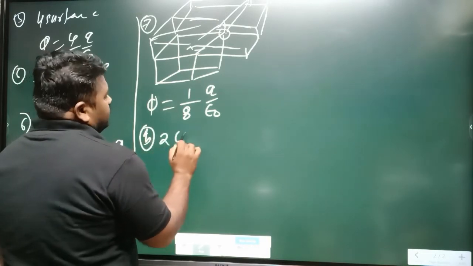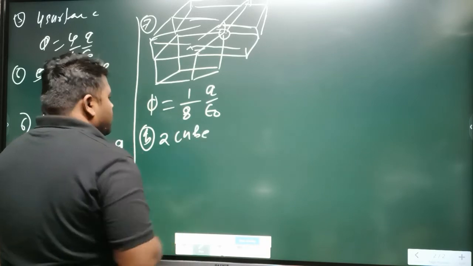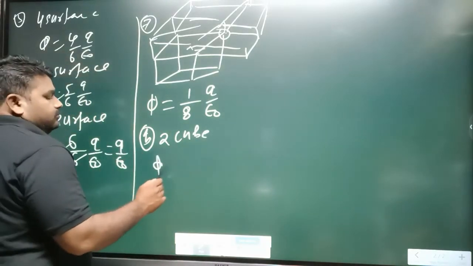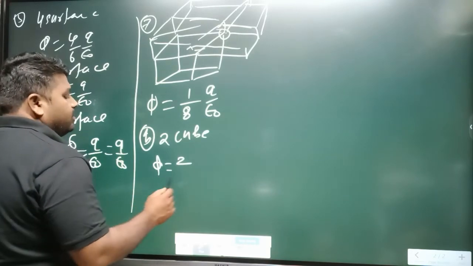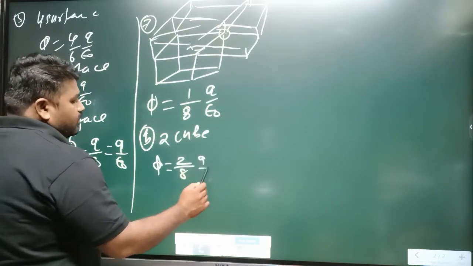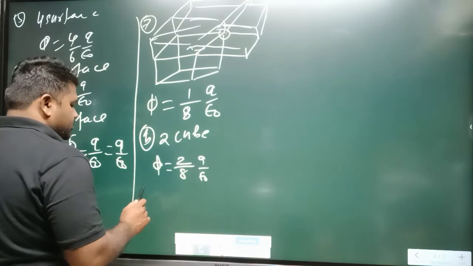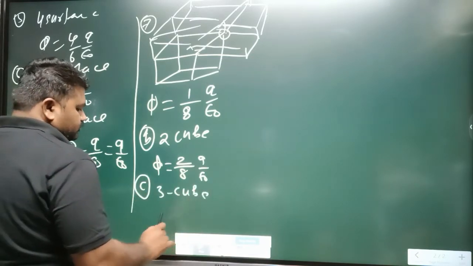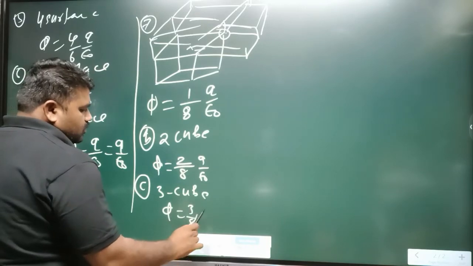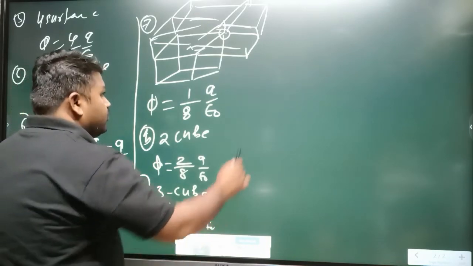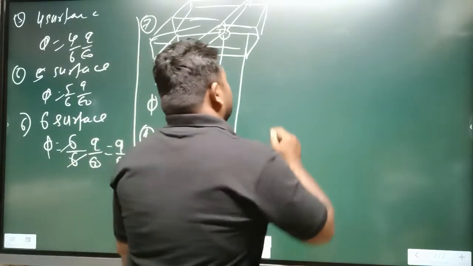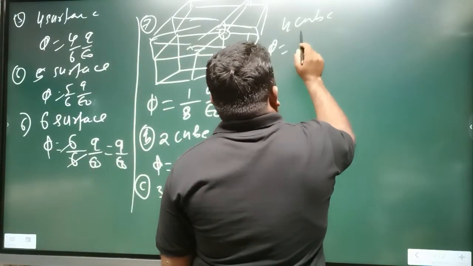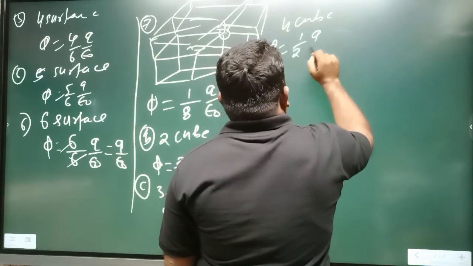Okay. In this case, 2 cubes. 2 cubes. How much flux passing? 2 cubes. Given 2, total 8, Q by epsilon naught. Next. 3 cubes. 3 by 8 Q by epsilon naught. 4 cubes. 4 cubes: 1 by 2. 1 by 2 Q by epsilon naught.